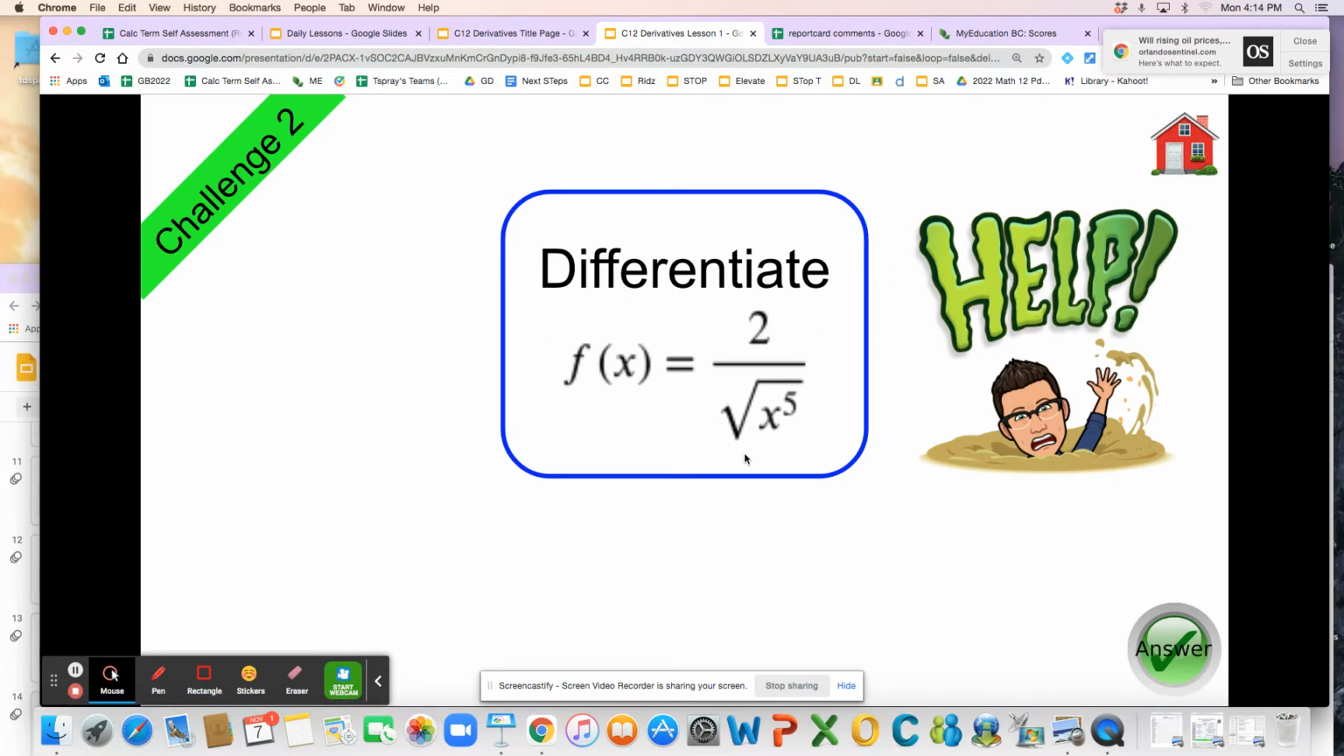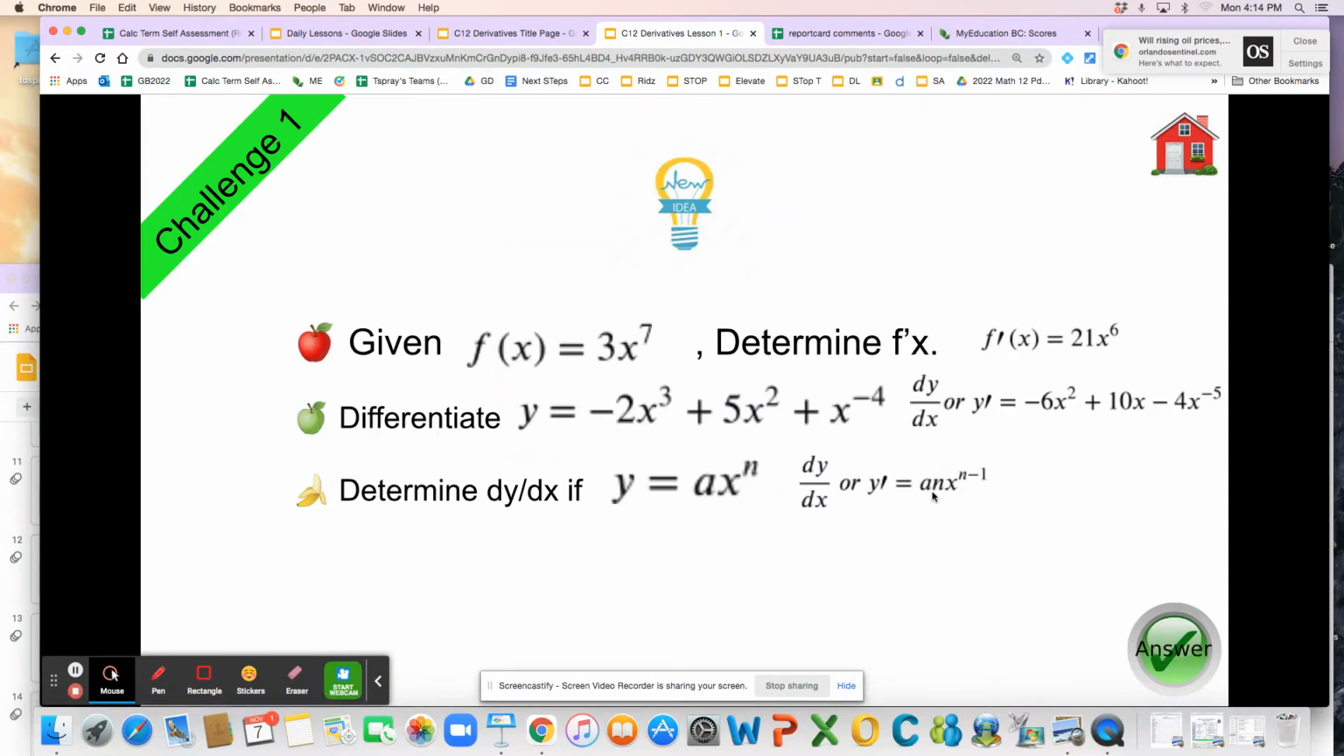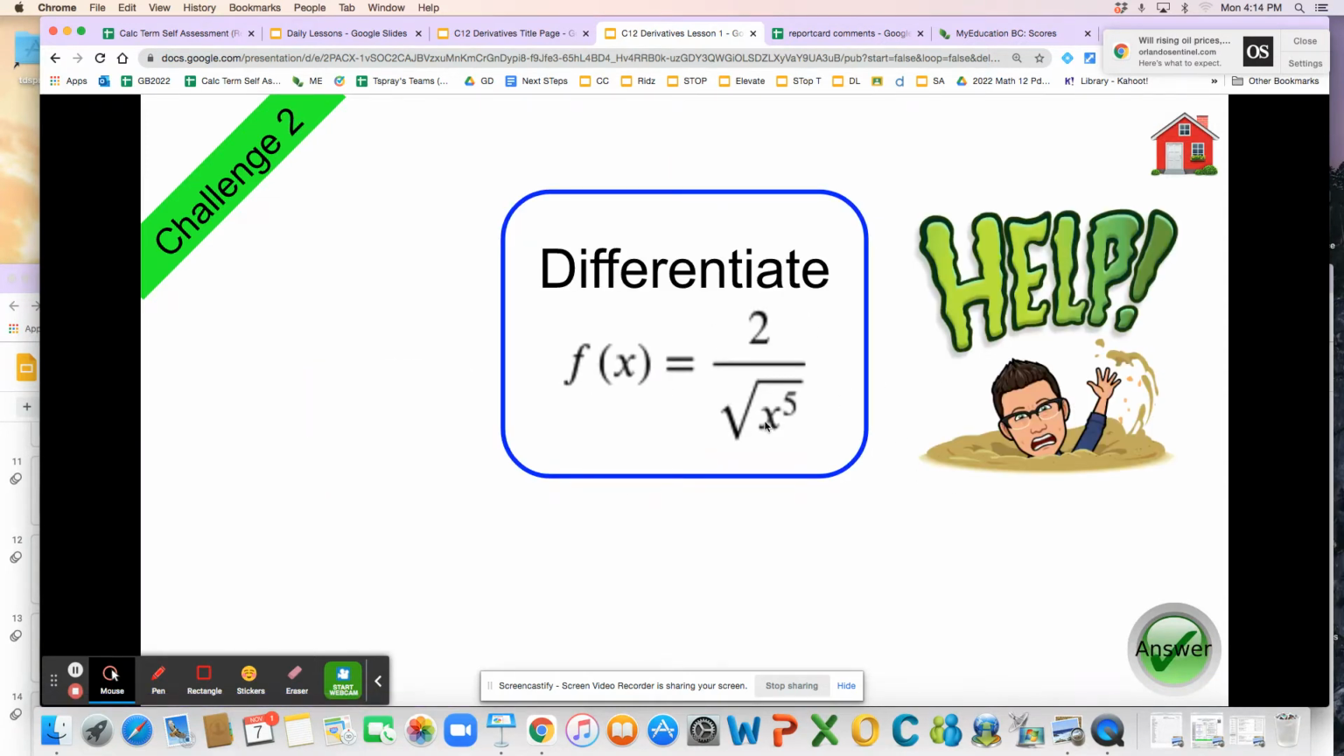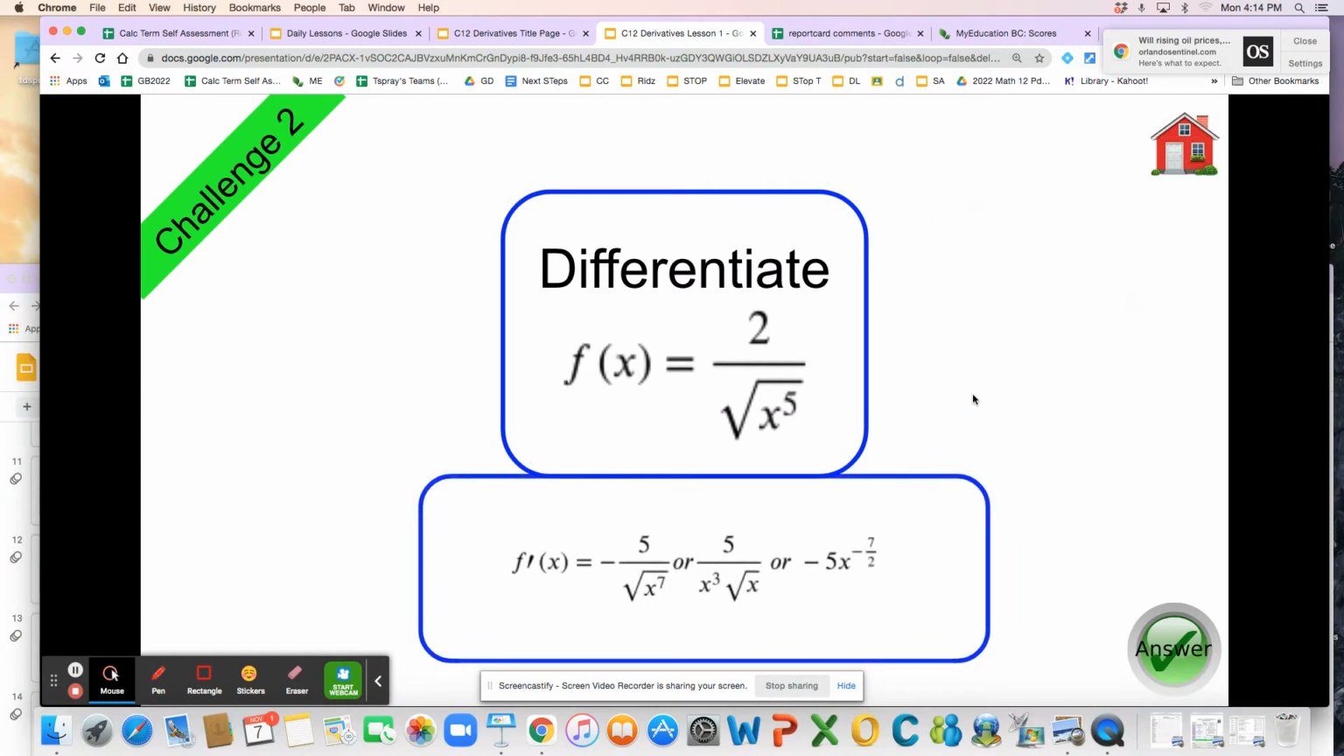Okay, now let's look at this one. This one's obviously more challenging. When we look at this one, in order to use the power rule, we have to be in exponential form, and this is not exponential form. So step 1 is making sure that you know your exponent laws. The square root of x equals x to the 1/2, and 1 over x to the n equals x to the negative n. So when we see 2 over the square root of x to the power 5, we know that this is the radical in exponential form.